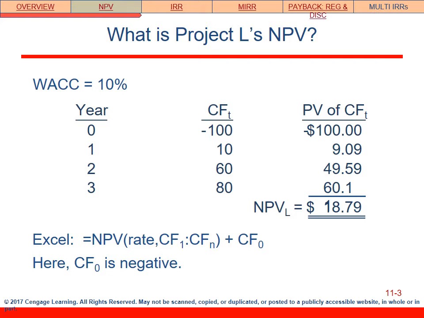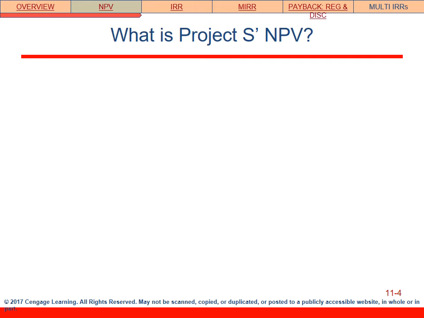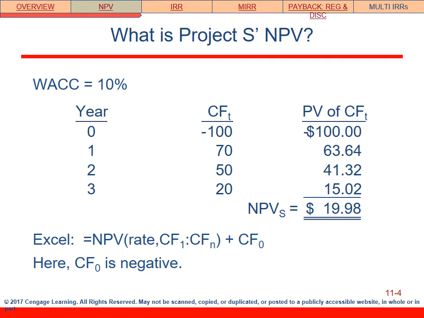We can also use Excel, because there is an Excel function for net present value, to find the actual net present value of each project. We can do the same for Project S. Project S's net present value is also in the positive range. It's $19.98.